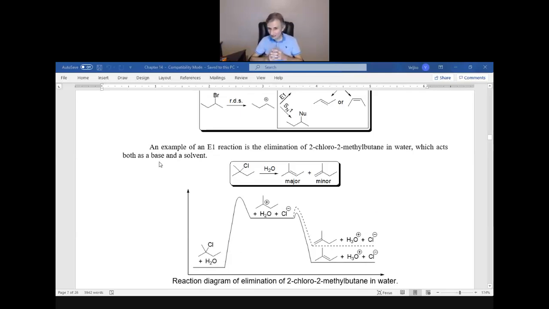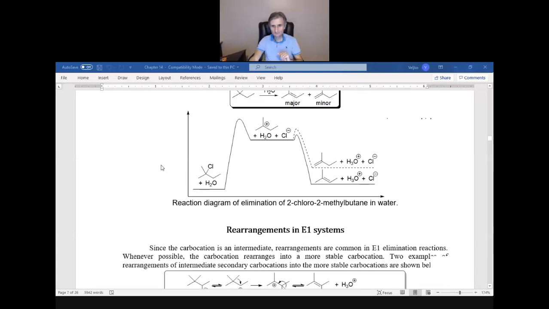E1 elimination is always Zaitsev. So the regioselectivity of an E1 elimination is always Zaitsev. The only time Hofmann elimination occurs is if we have the E2 mechanism.